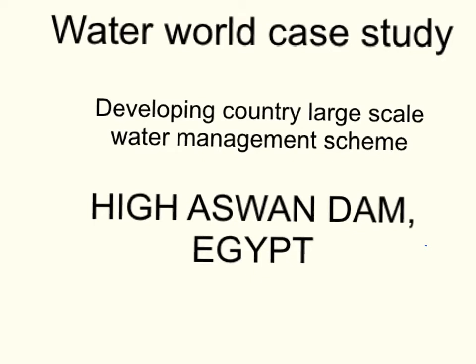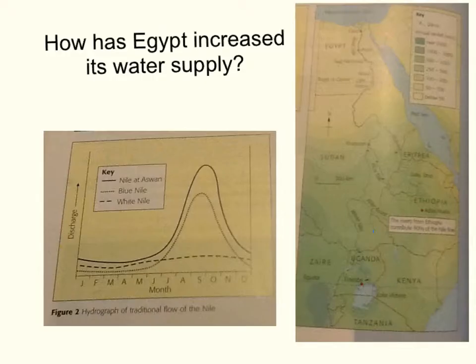For your Unit 1 exam, Dynamic Planet, Topic 4, Water World, you need to know a developing country large-scale water management scheme. Your case study is the High Aswan Dam in Egypt. First of all, let's go through some background information on your case study. The first question we'll tackle is, how has Egypt increased its water supply?